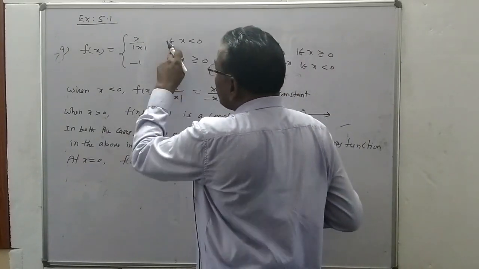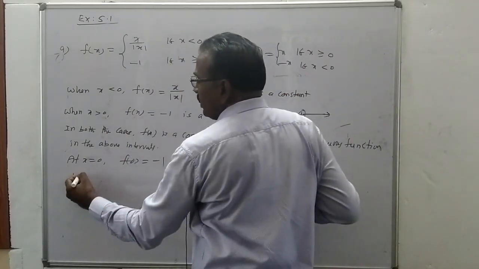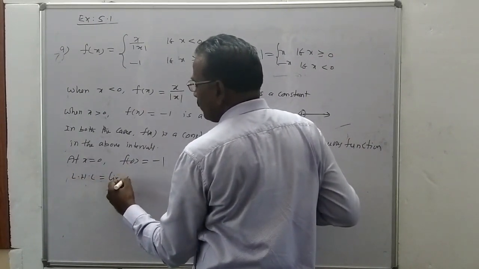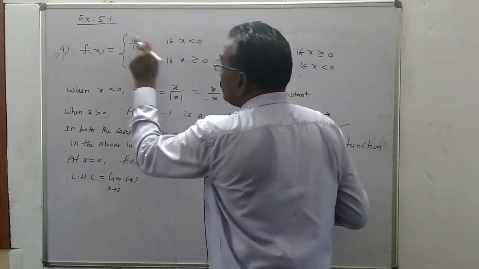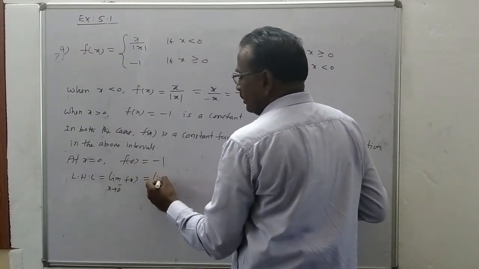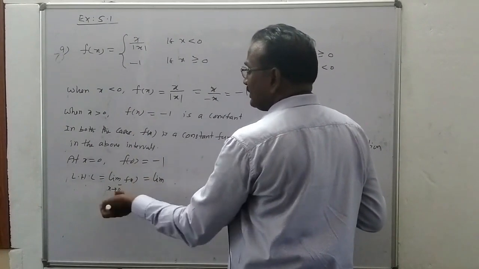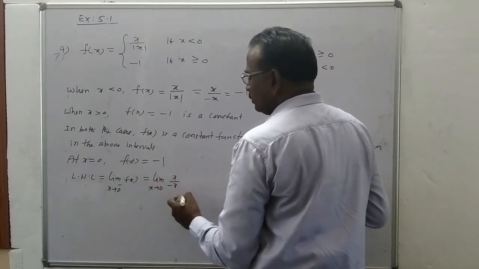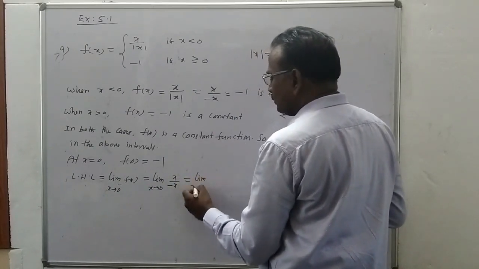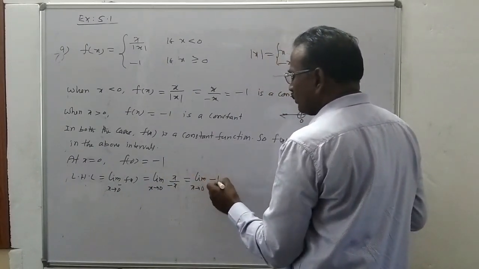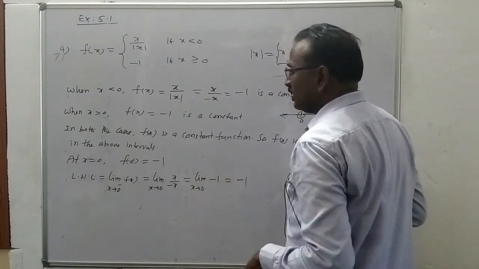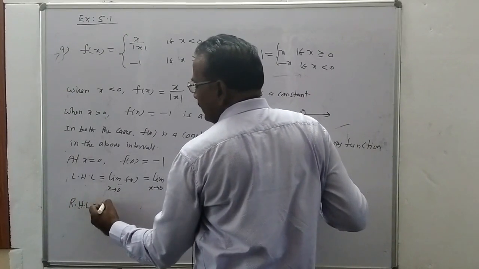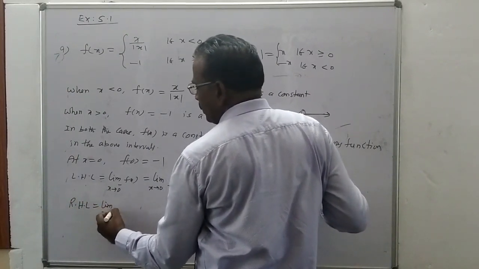Next, since the given function is in piecewise form, we find the left hand limit and the right hand limit. Left hand limit is the limit as x tends to 0 minus of f of x. When x is less than 0, the function is x by modulus of x, and x divided by modulus of x is x by minus x, as x tends to 0. So that is the limit as x tends to 0 of x by minus x, which is equal to minus 1. The limit of a constant function is the constant itself. So the left hand limit exists.